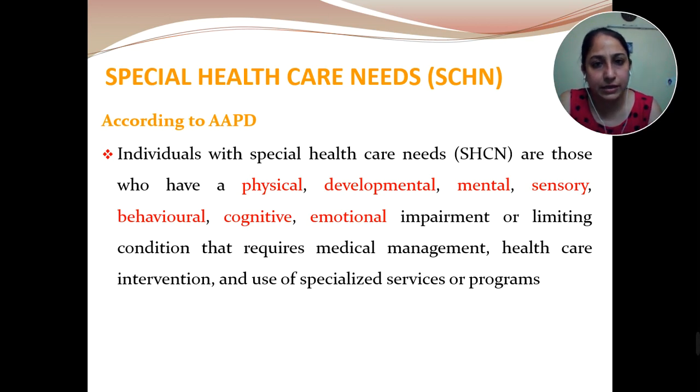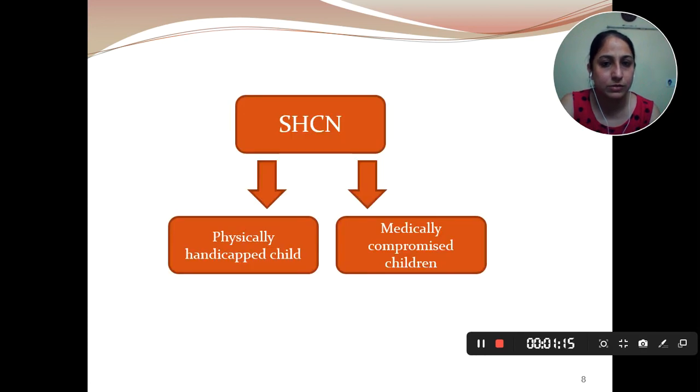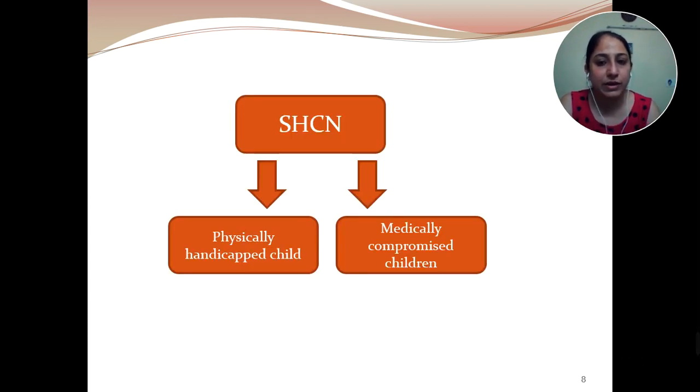Now, what is special healthcare needs? According to AAPD, individuals with special healthcare needs are those who have a physical, developmental, mental, sensory, behavioral, cognitive, emotional impairment or limited condition that requires medical management, healthcare intervention and use of specialized services or programs. These children can be divided into physically handicapped child and a medically compromised child. A physically handicapped child is one who has some physical disability, while a medically compromised child is one who has a medical condition and we need to alter the drug dosages or the dental treatment for such children.